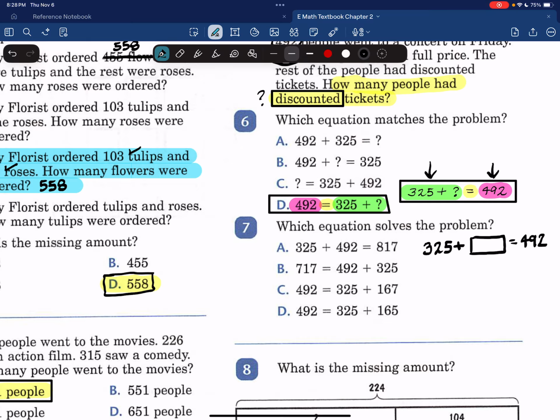All right, we could also write it this way. We could say the 492 is equal to the 325 plus the unknown. Remember, we can flip that equation around as long as we don't separate the pieces. Let me keep it consistent. We keep those two together.